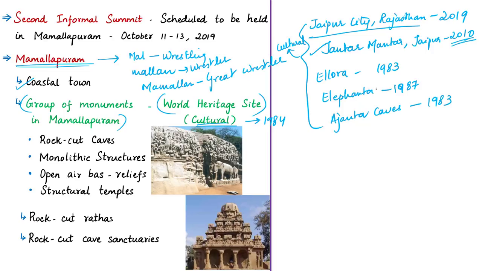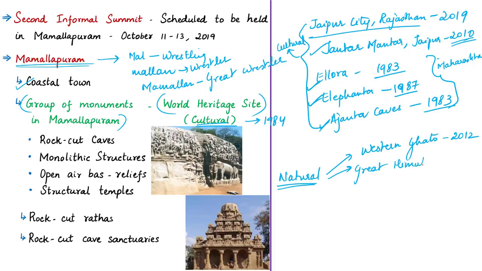Then we also discussed three sites in the name of caves, when we discussed the Edakkal caves and the Ambukutti hills in Kerala. All these three sites in the name of caves are in one state, the state of Maharashtra. They are the Ellora caves, which were declared in 1983 as a World Heritage Site, then Elephanta Caves in 1987, then Ajanta Caves in 1983.